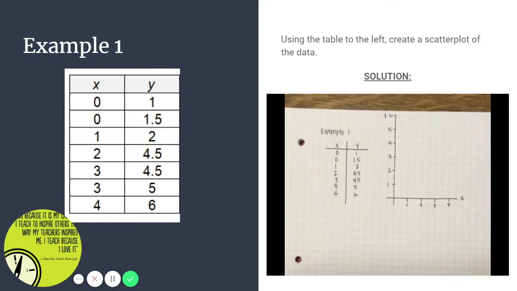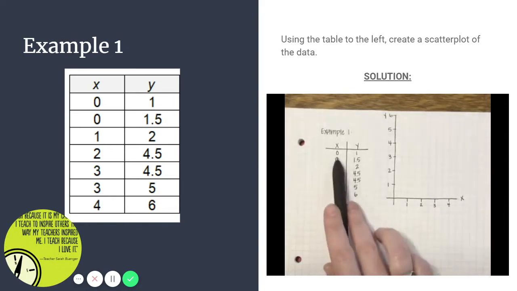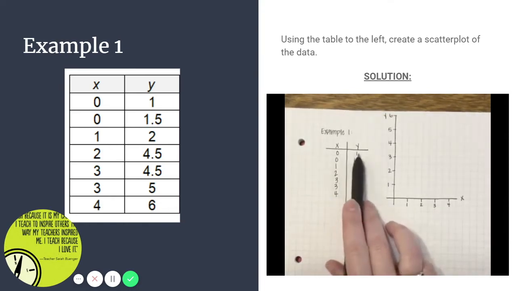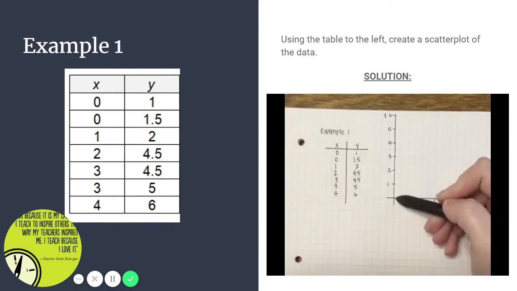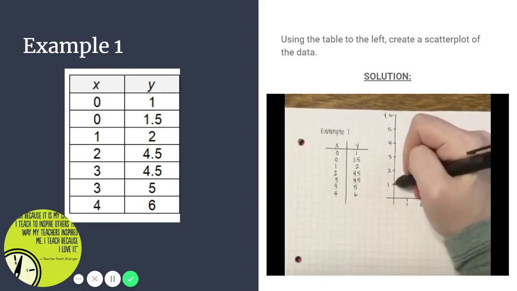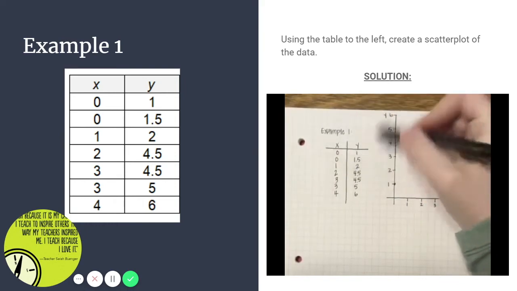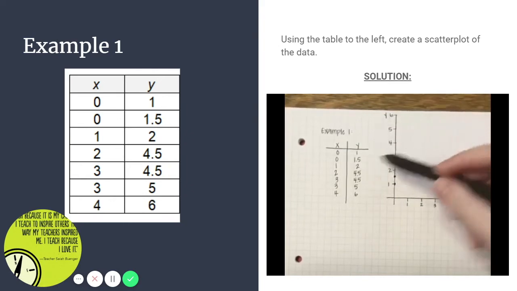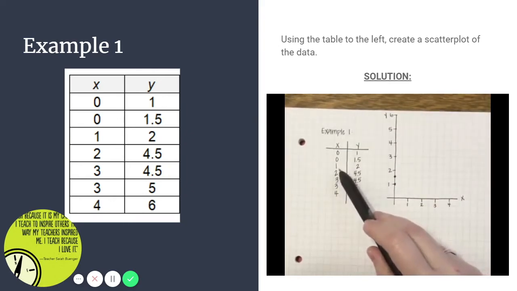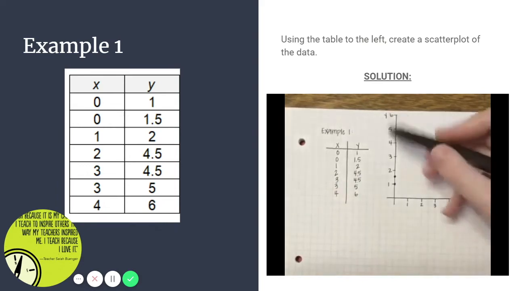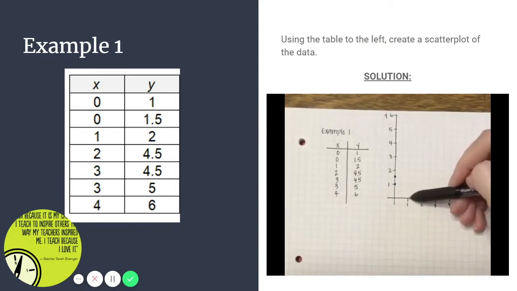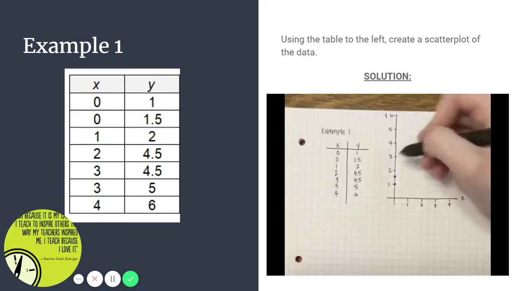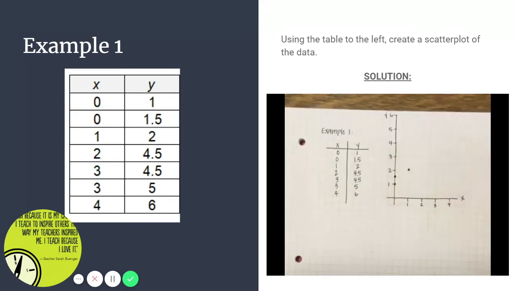So looking here, I'm going to start by plotting my first point. My X coordinate is 0 and my Y coordinate is 1. So this point right here is our origin, that would be 0, 1, and I'm going to put a point there. My second one would be 0, 1.5. So still at 0, going up to 1.5 here. Following my next X value, I have X is 1 and Y is 2. So on my X axis, I'm going to go over to 1, and on my Y axis, I'm going to go up to 2. So that's going to be my next point.